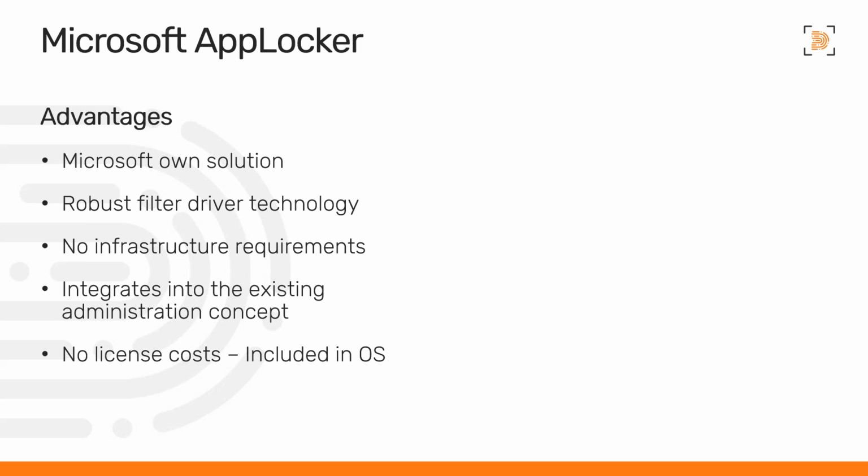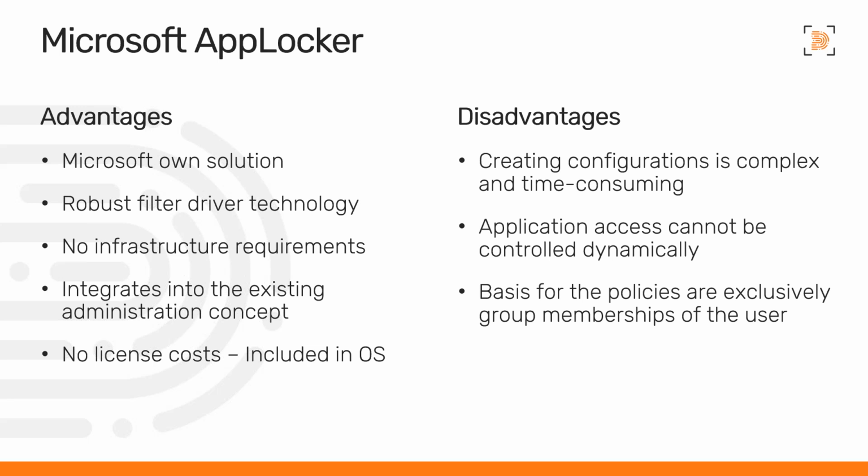It is included. But the disadvantages of AppLocker also exist. It's very complex and time consuming. I think you guys will all know about it. It's very complex and time consuming to configure AppLocker from within a group policy for the target system. And the other thing is application access is not really dynamic, which is also important. And last but not least, all policies in AppLocker are more or less made on the group membership of the user. And those are real disadvantages of AppLocker.